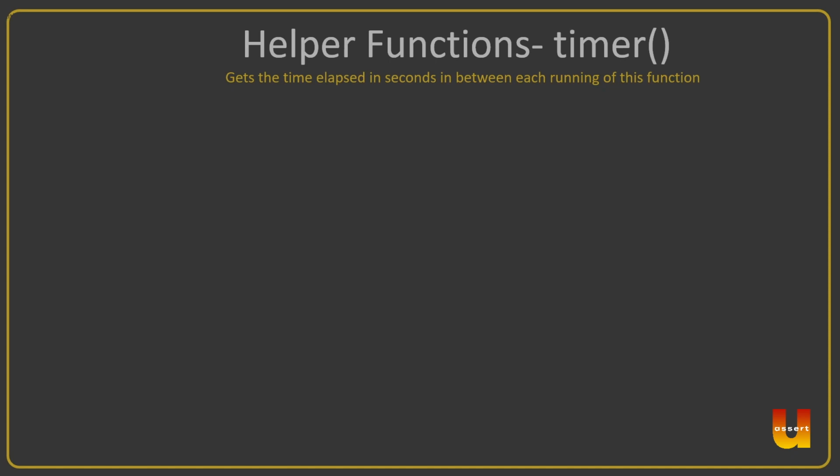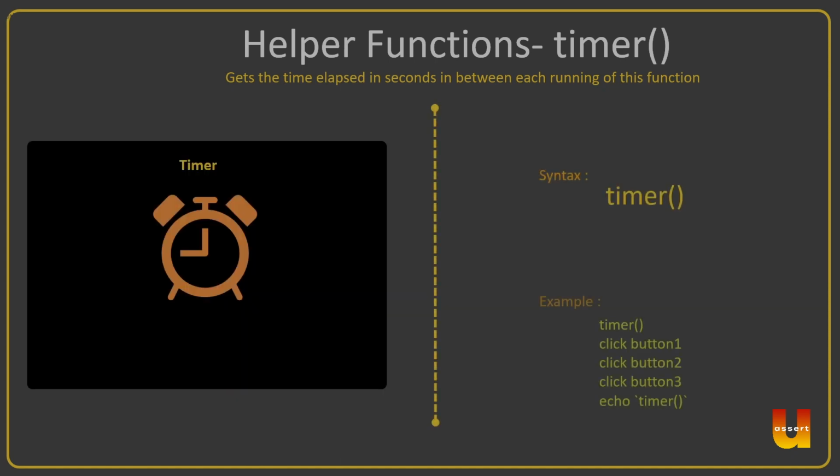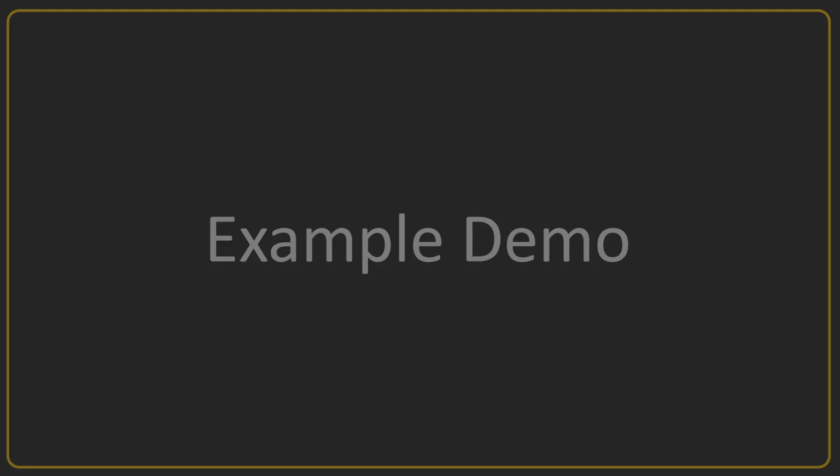So it gets the time elapsed between each running of this function. As the name says, the timer is the command, and between timer and when you're seeing the end of the statement, how much time it's going to take. So the time keeps on ticking and it calculates in seconds. Let's see an example and go in detail to understand timer.